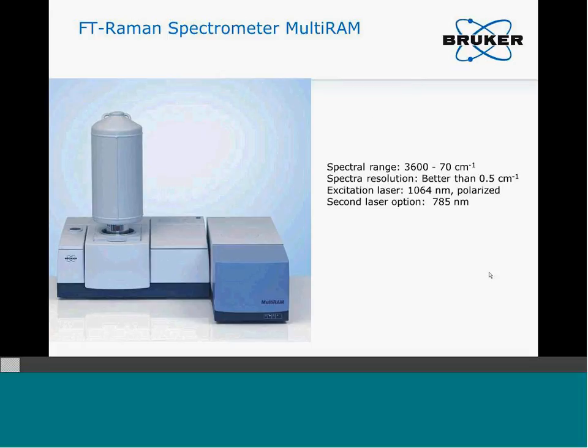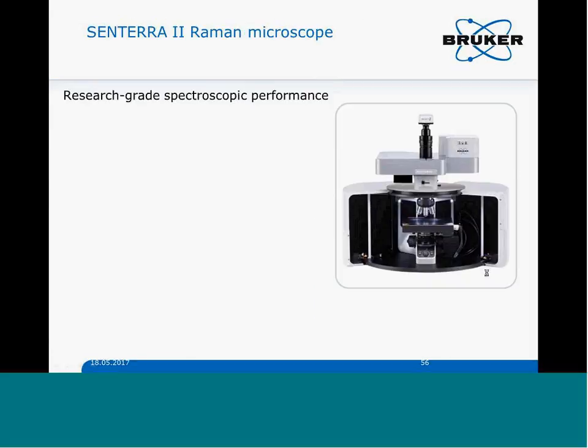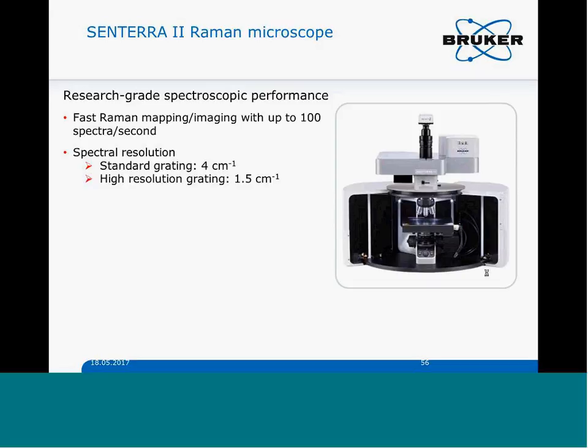And the next one, let's see, the newest one, is an updated version of a microscope that we use for fast Raman imaging or mapping. It does 100 spectra per second for a very fast image of the surface of a tablet or whatever you want to do chemical images of.